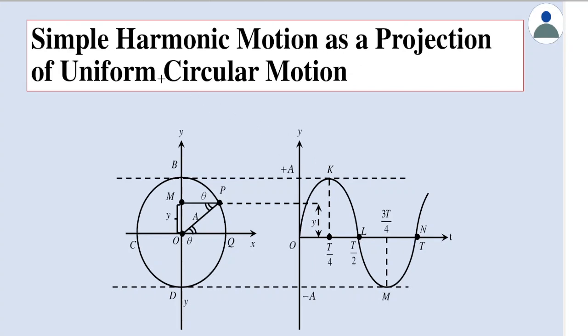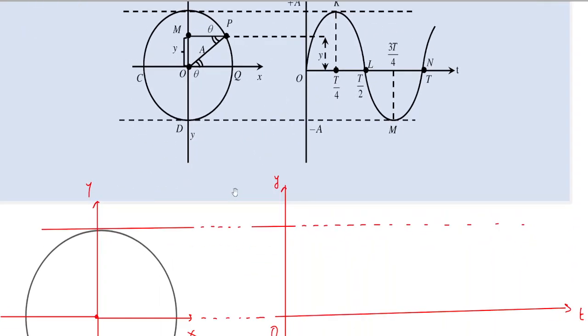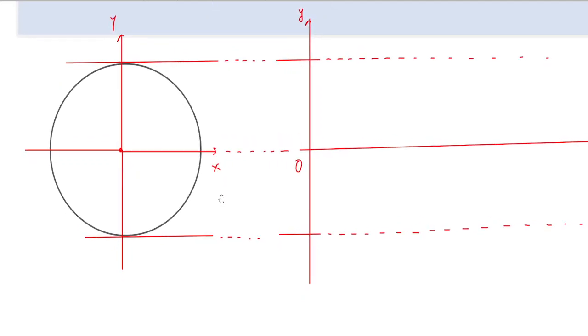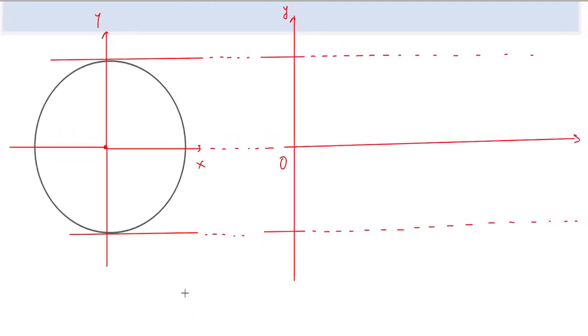Now let's study simple harmonic motion as a projection of a uniform circular motion. To understand this, let's look at a particle moving in a uniform circular motion.